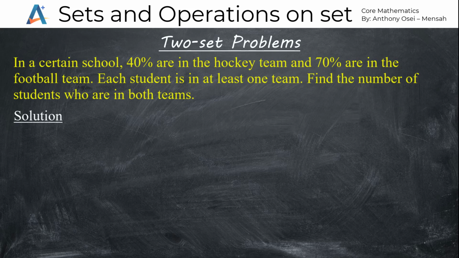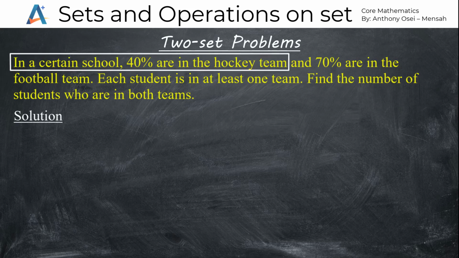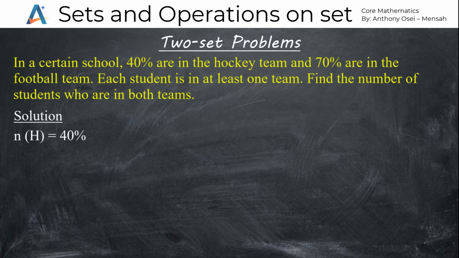So putting down the parameters, in a certain school, 40% are in the hockey team. So the number of students in the hockey team, where H represents hockey team, is 40%. Then it goes on to say 70% are in the football team. The number in the football team, let F be equal to football team, will be equal to 70%. That means we need to find the universal set.